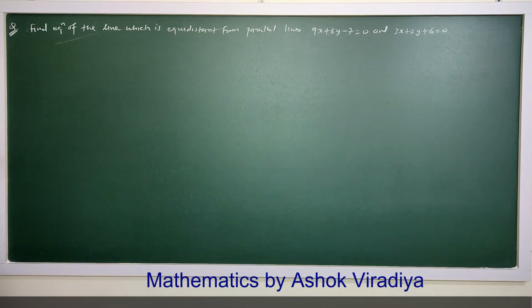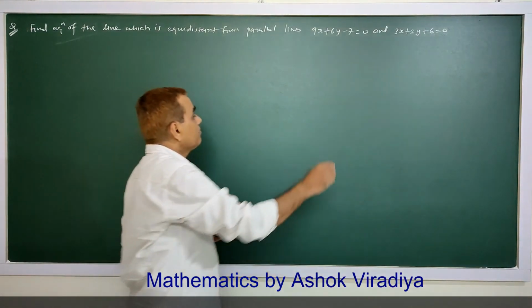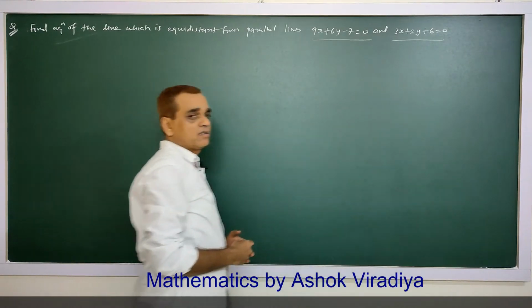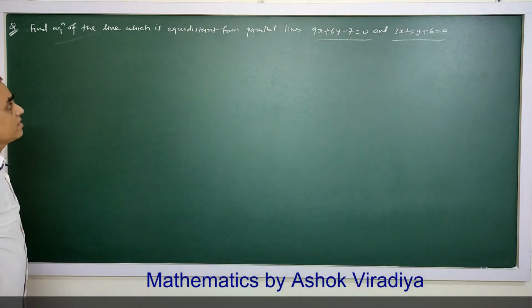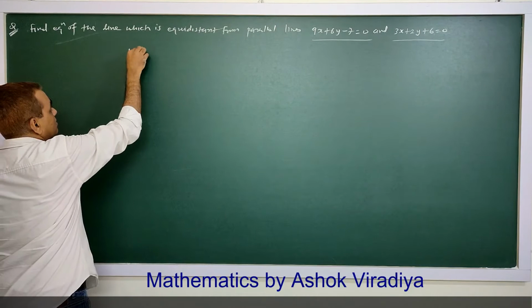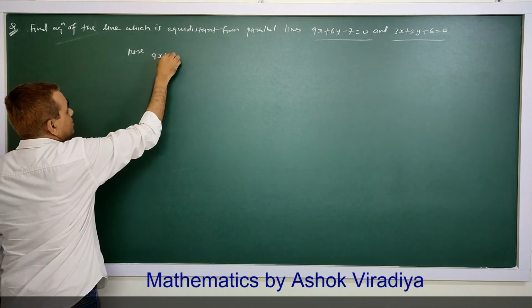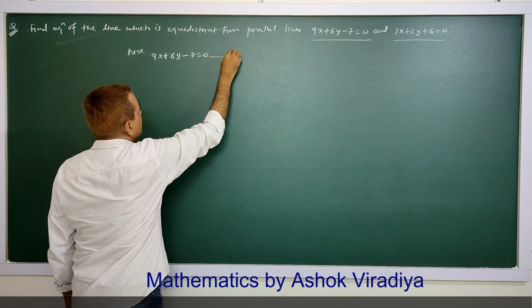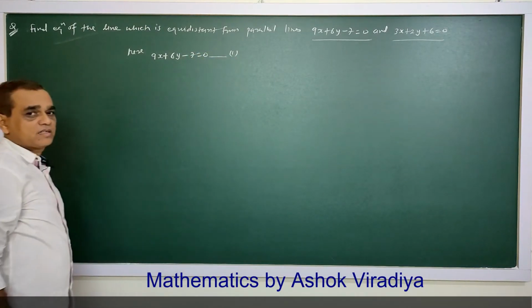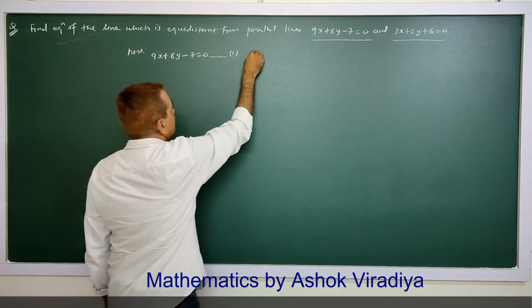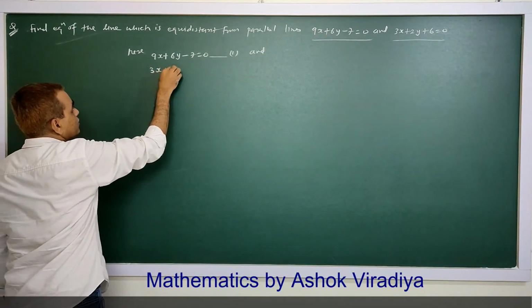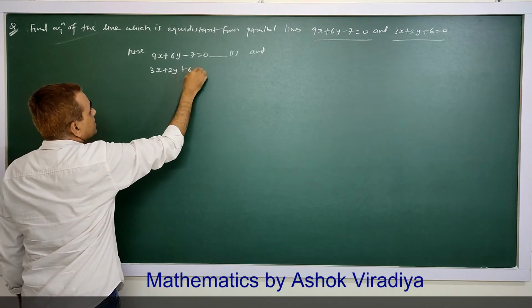Find the equation of the line which is equidistant from these two parallel lines. Say here, 9x plus 6y minus 7 equals 0. This is the first line. And the second line is 3x plus 2y plus 6 equals 0.